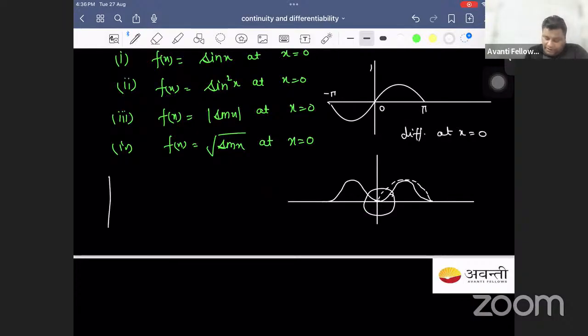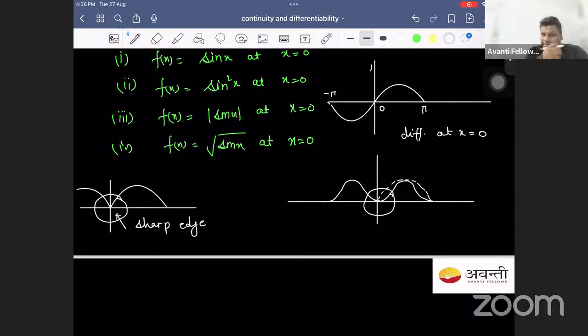If I draw the graph of |sin x|, it will be like this. Am I clear? And definitely there is a sharp edge. That means what? Non-differentiable at x = 0.